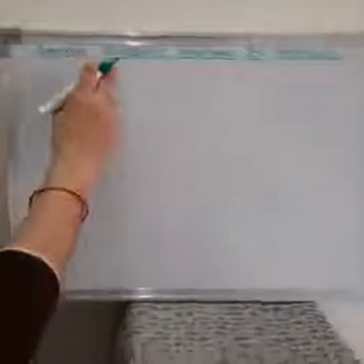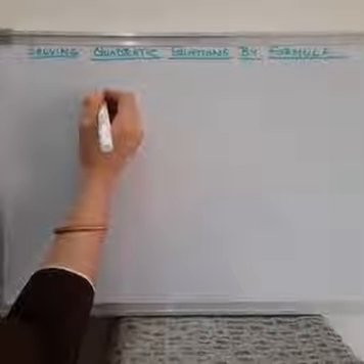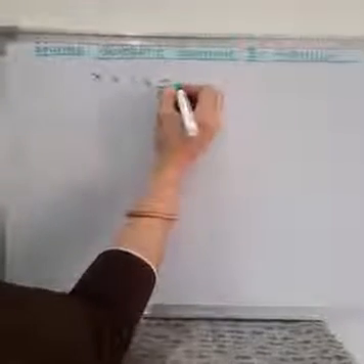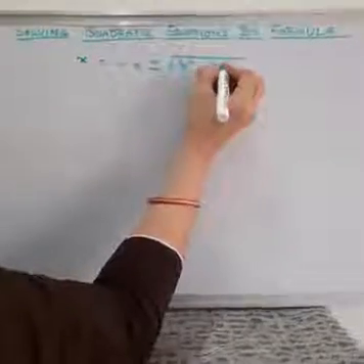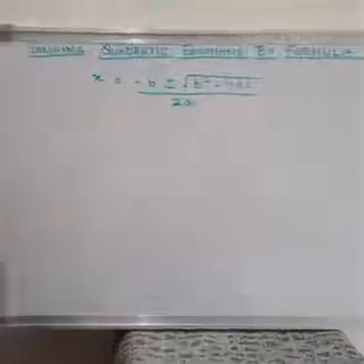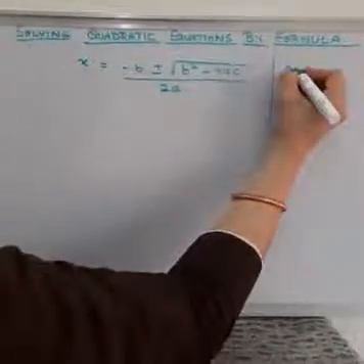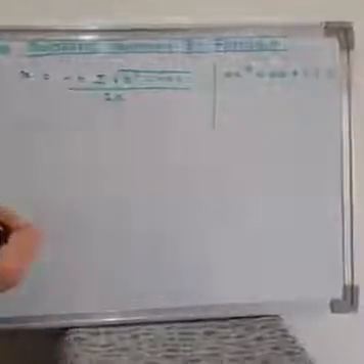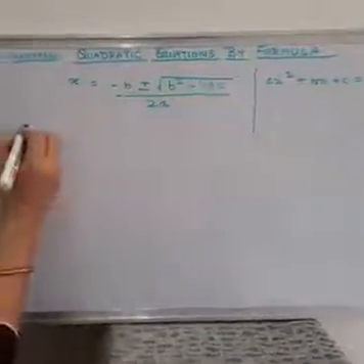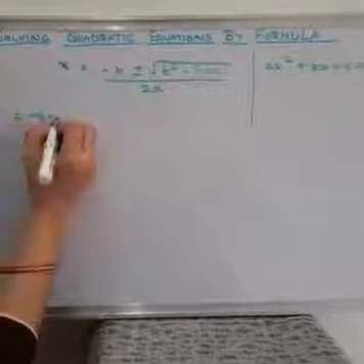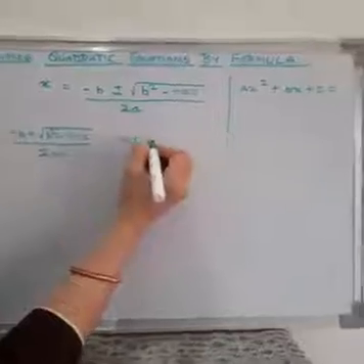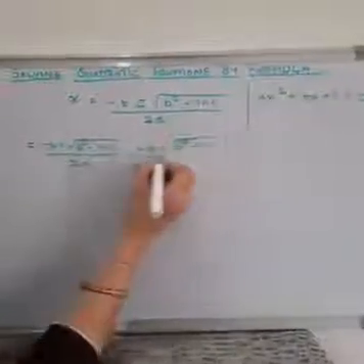Let's start with the next topic now, that is solving quadratic equations by formula. That is, the formula is given as x is equal to minus b plus minus under root b square minus 4ac upon 2a. Fine. Now you have already learned the standard form of quadratic equation, ax square plus bx plus c is equal to 0. Fine. So then what will be the two roots? The two roots will be minus b plus under root b square minus 4ac upon 2a, and the second root will be minus b minus under root b square minus 4ac upon 2a.